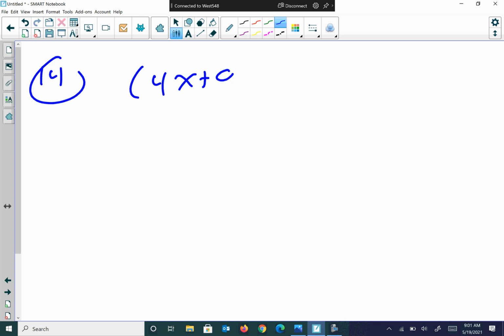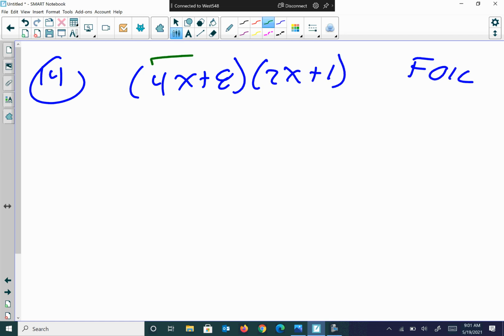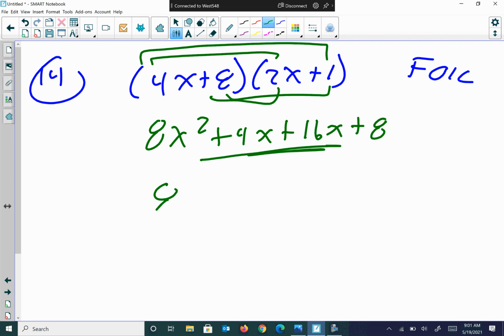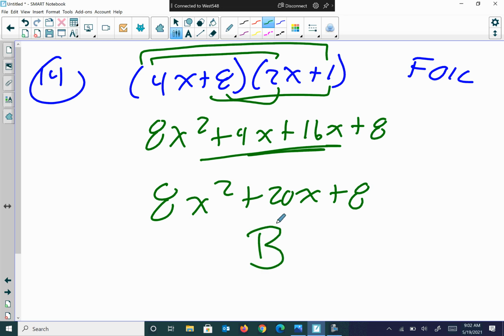4x plus 8, 2x plus 1. This is another FOIL, or double distribute if you choose to use that terminology. These are like terms. Look for the answer. Letter B. I'll take it.